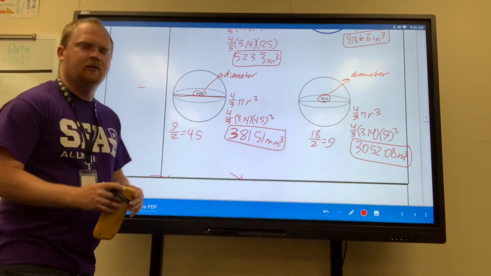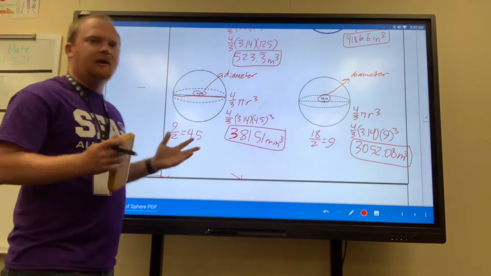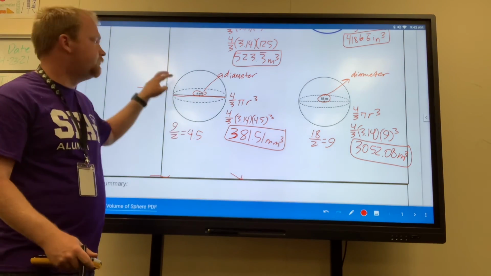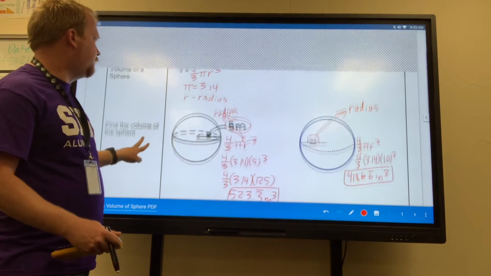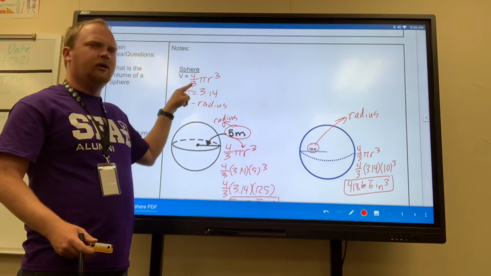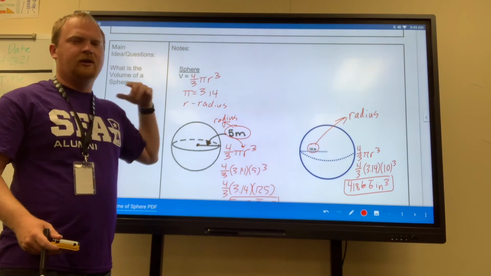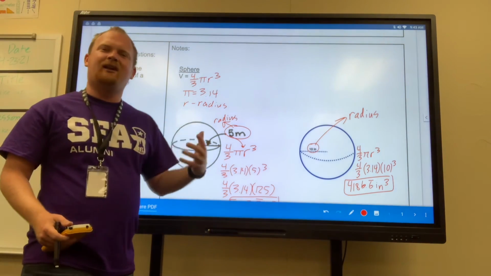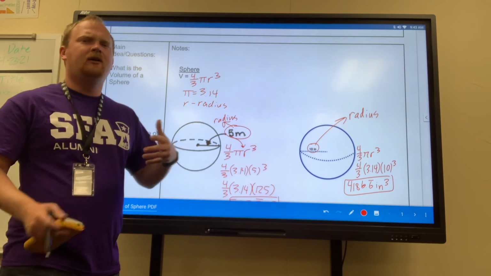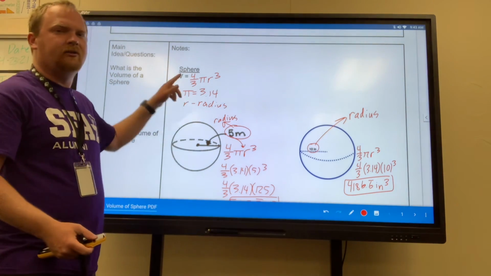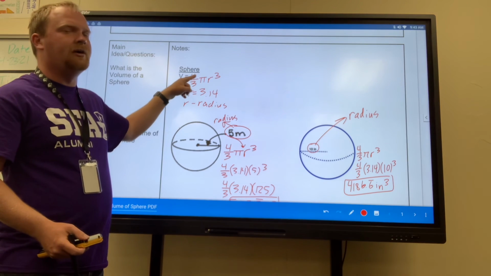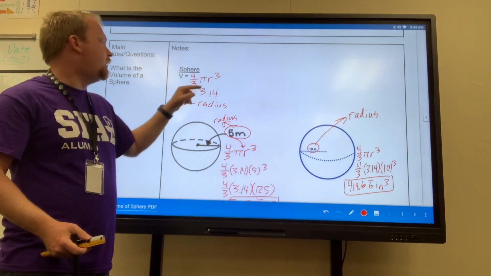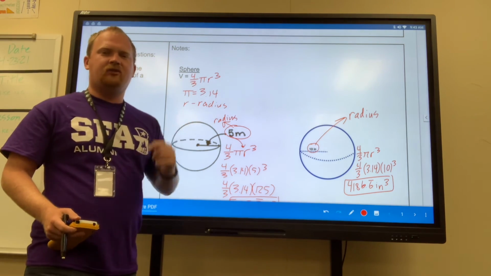All right. So the biggest thing we have to consider is that the formula is 4 over 3 pi r cubed. And the reason why we want to emphasize that is because while it kind of is similar to surface area, there's a big difference because instead of 4 times pi, it's 4 over 3 times pi. And instead of the r being squared, it's actually r cubed.